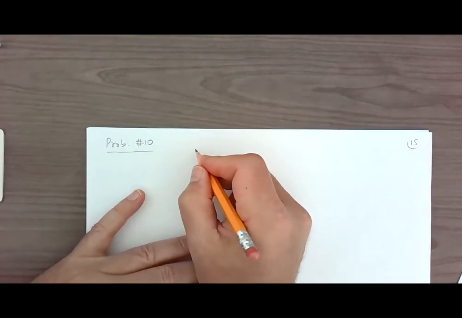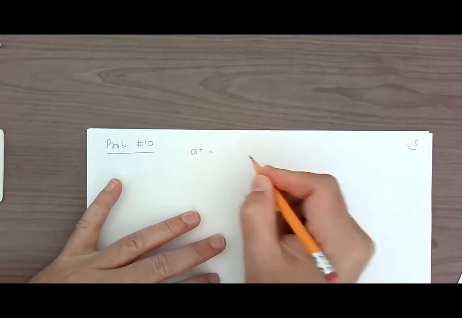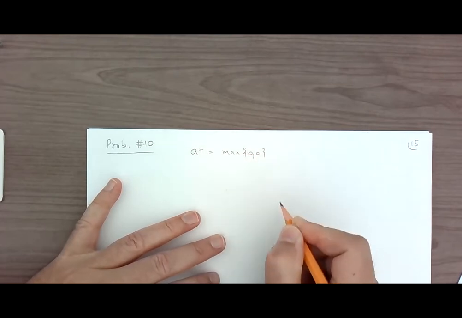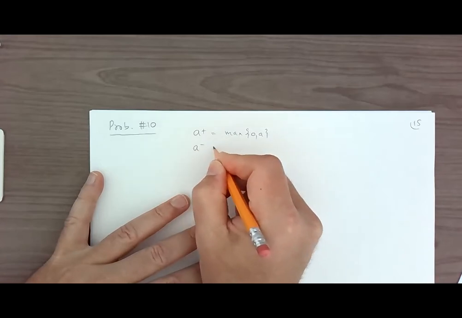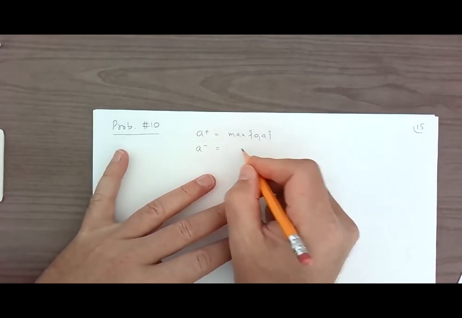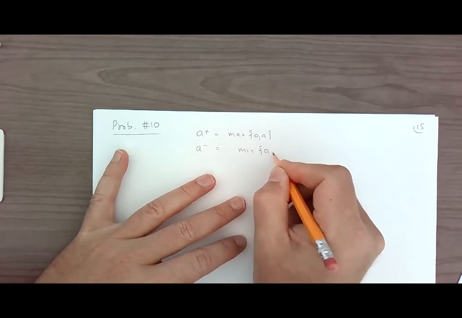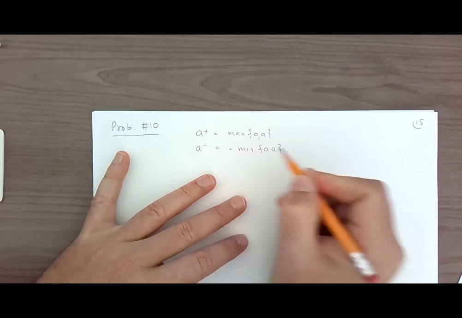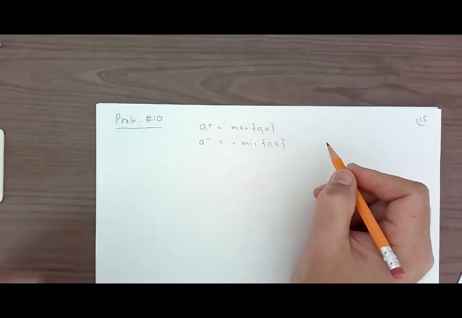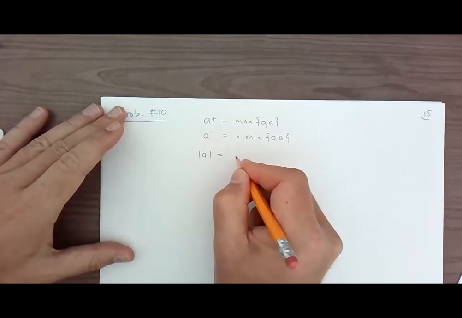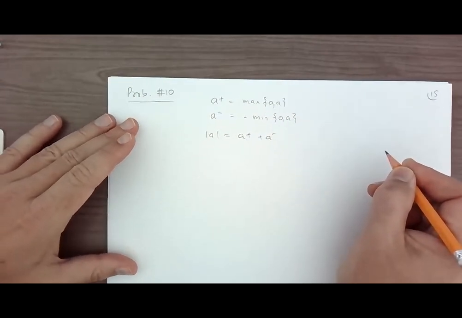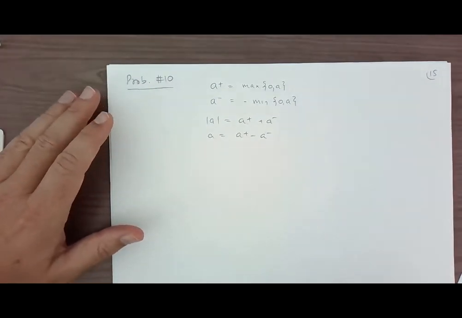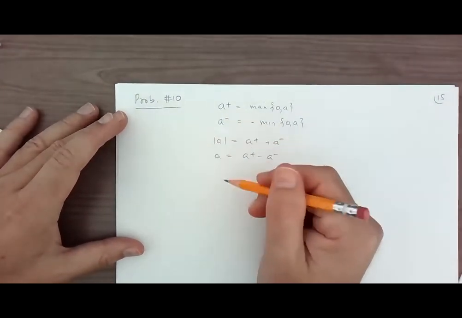When you write a plus, this is the maximum of 0 and a, right? And a minus, so if you want to take the min now, this is going to be negative, and then you're going to put a minus sign in front of it. So then the absolute value is just going to be a plus plus a minus, and a is going to be a plus minus a minus. So this is what this question here is about. It's just a play on these decompositions.